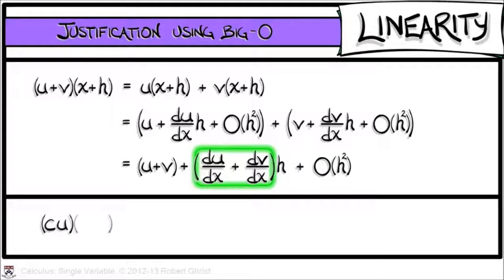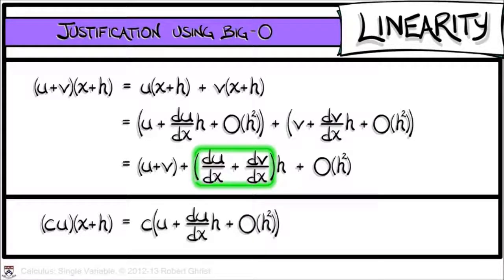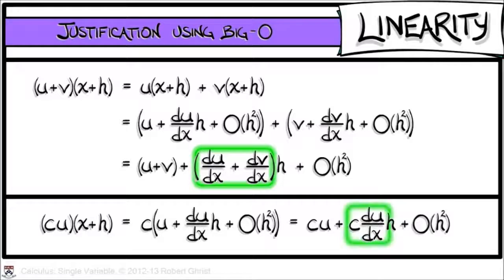Likewise, when you multiply u by a constant, c, and evaluate that at x plus h, it is simply c times u plus du dx times h plus something in big O of h squared. The 0th order term is c times u. The first order term is c times du dx times h. Everything else is a constant times big O of h squared. But remember, in big O, constants don't count. And so we see that the first order term, the derivative, is c times du dx.